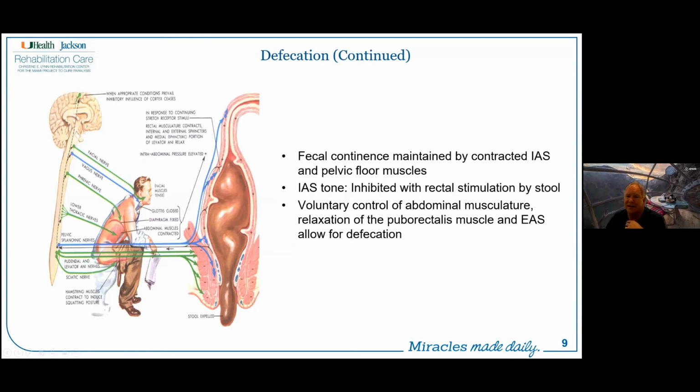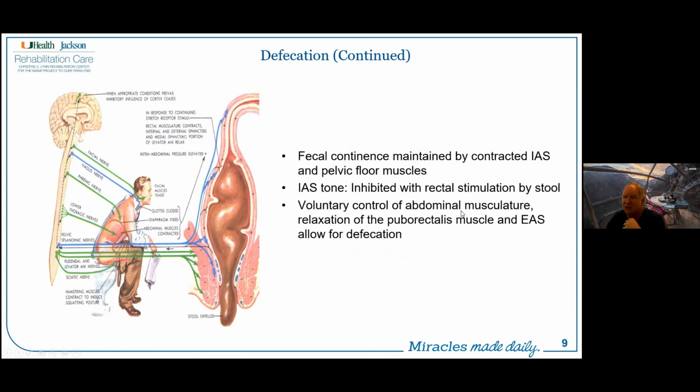How do you maintain continence? The contracted internal anal sphincter. Remember, that's under the influence of the sympathetic nervous system, but also as it is stretched, this is one of the situations where you end up with inhibition, so that it relaxes more and more when it is stretched. So the internal anal sphincter tone is inhibited, therefore, by rectal stimulation of the stool, meaning it's going to relax, and you've only got voluntary control over the anal sphincter and the pelvic floor musculature. However, if you have a spinal cord injury, you don't have voluntary control over those. They may be influenced by reflex activity, but recognize that we don't have voluntary control.